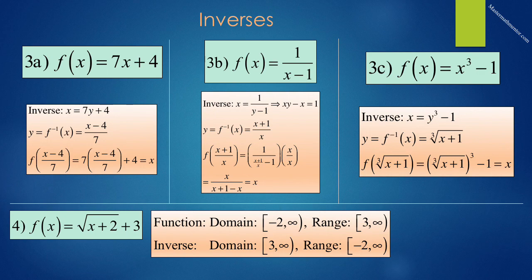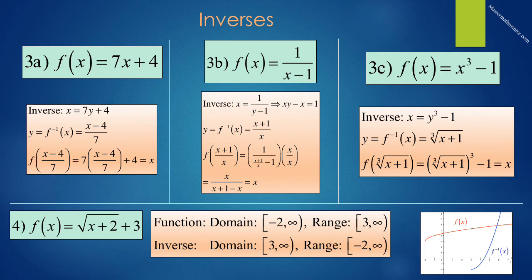For the function, since the square root cannot be negative, x must be greater than or equal to -2. And again, because a square root has its smallest value as 0, the range has to be greater than or equal to 3. So the domain of this function is -2 to infinity and the range is 3 to infinity. Therefore, to find the domain and range of the inverse, we just switch the domain and range of the function. Therefore, the domain is 3 to infinity and the range is -2 to infinity.